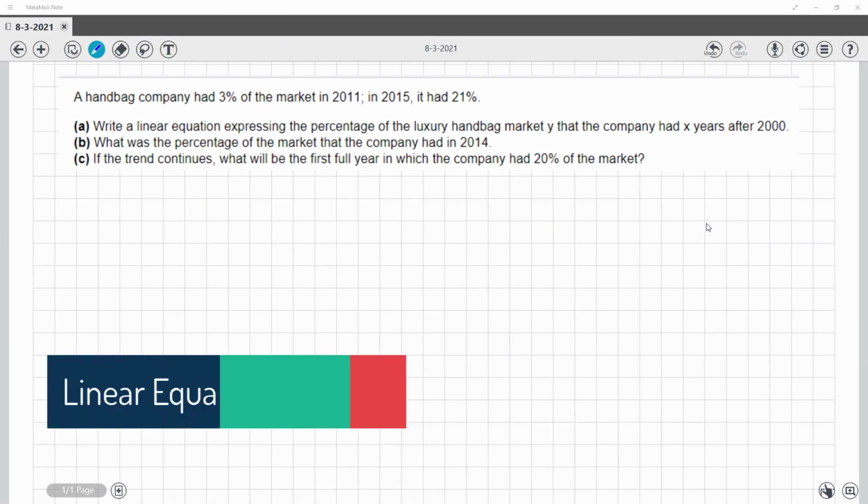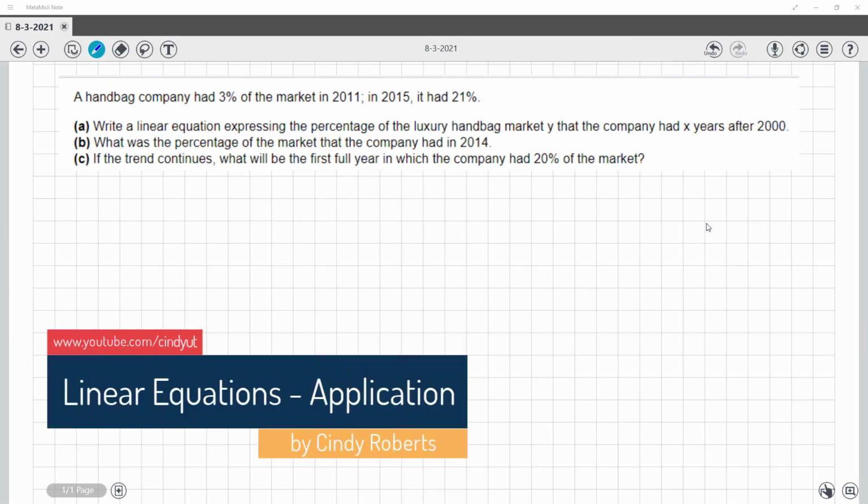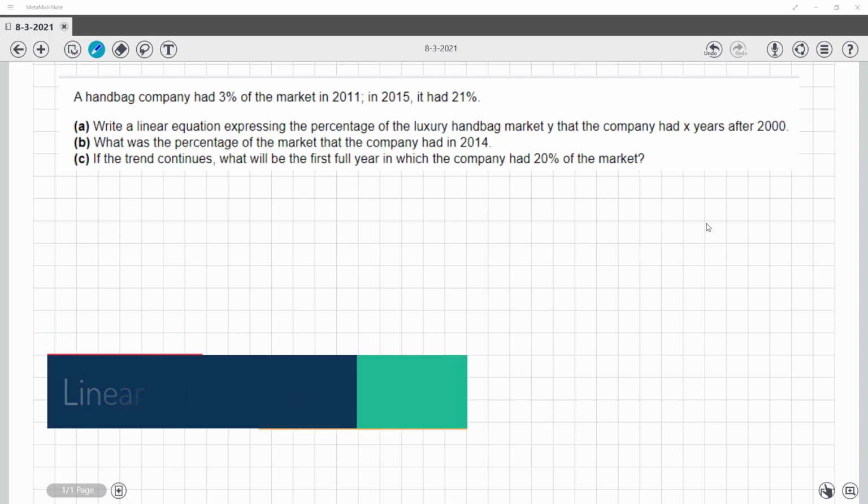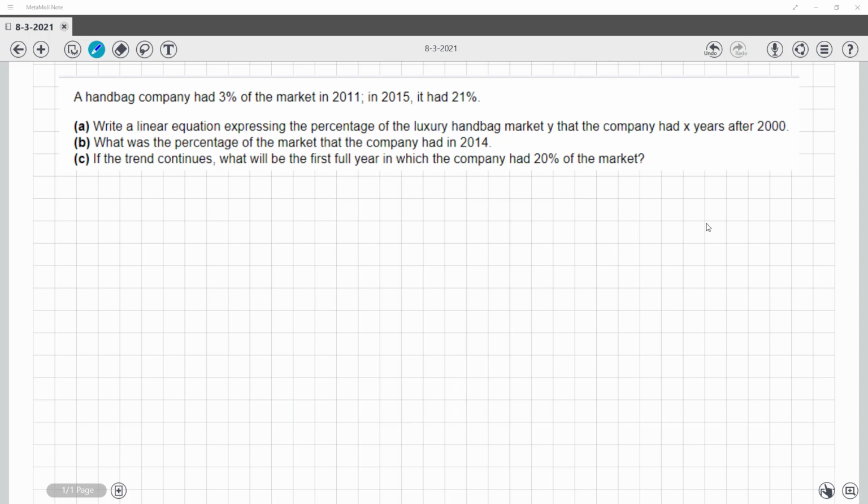All right, back to equations of lines, and who would ever use this in the real world, right? Hey, here is an application. A handbag company has 3% of the market in 2011, and in 2015 it had 21%. So usually, and I would say the majority of the time, your x-axis is going to be time. So in this case, in 2011, this would be 3%, and then in 2015 would be somewhere way up here at 21%.